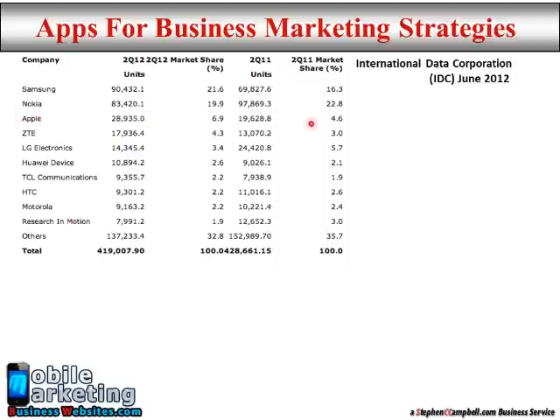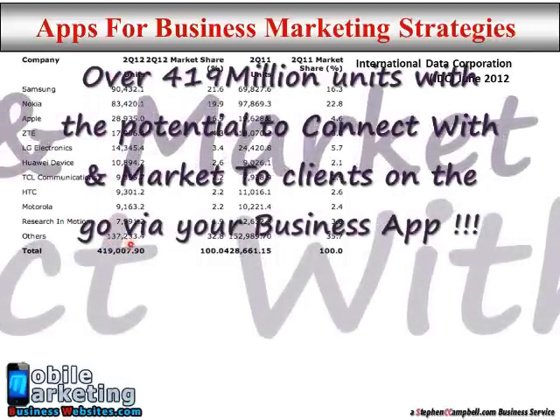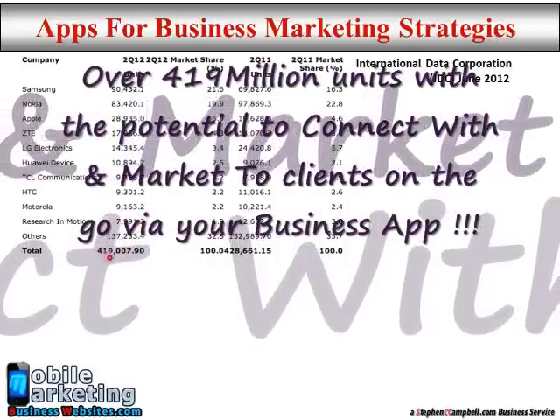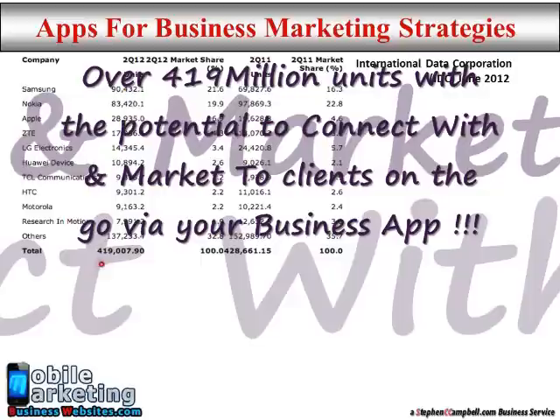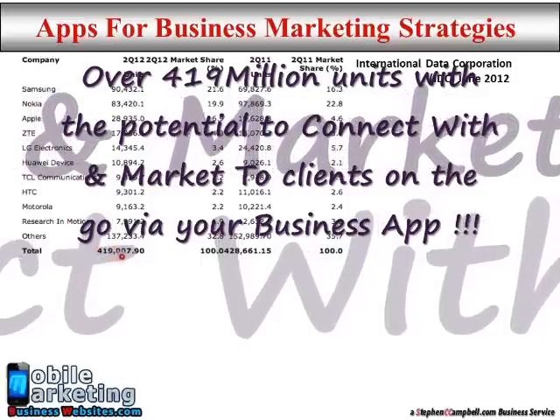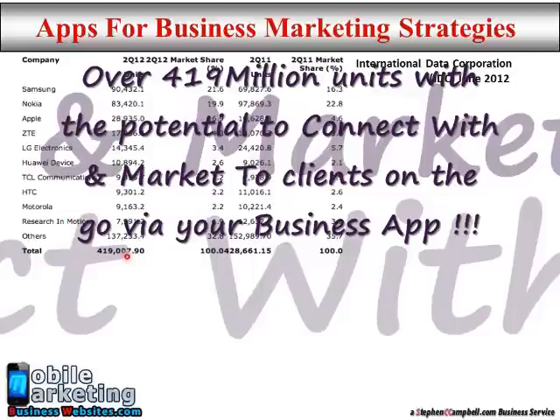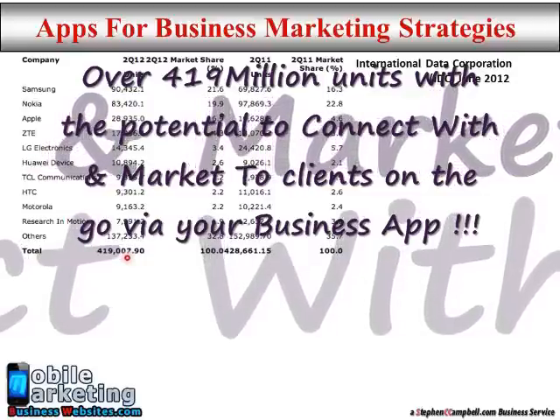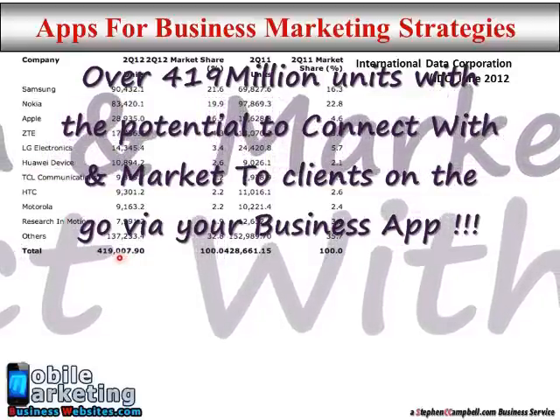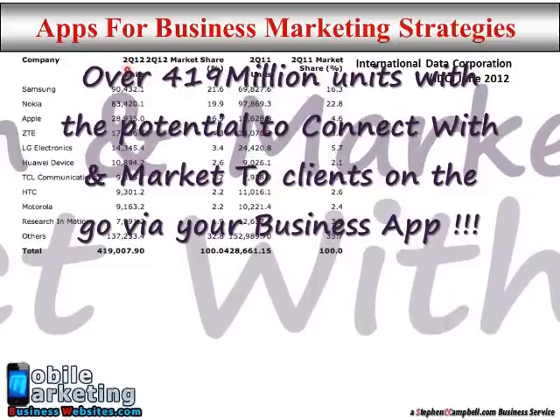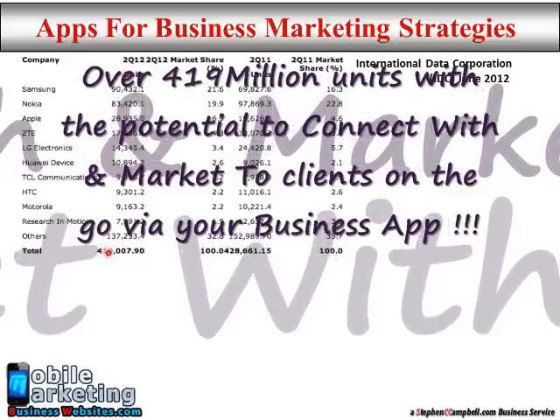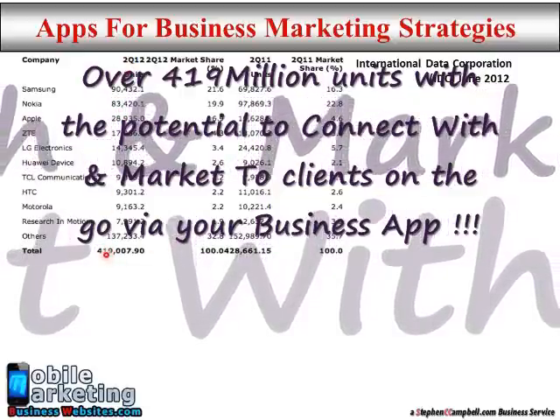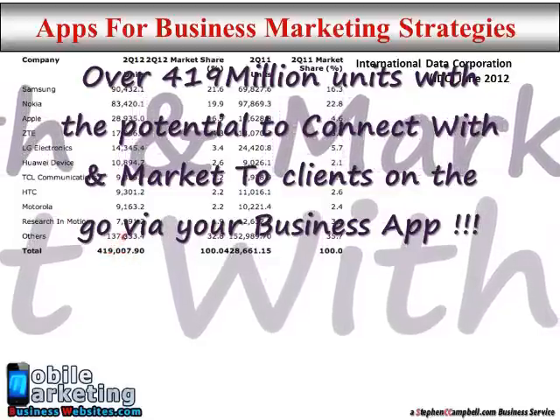HTC holding quite steady there. Of course, the rise and stability of Apple. But what we're looking at is the unit shipments. Look, we're talking about some 419 million handsets, mobile device handsets shipped. To divide those up by your potential end user clients, so you can connect to them with your actual business app. And of course, it's pertinent just to decide where your end users are sitting.